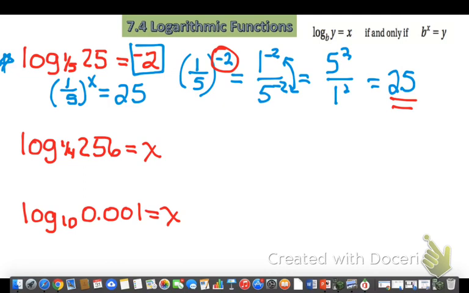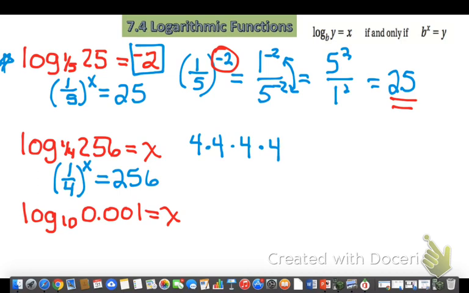So I'm going to ask you to pause the video and try the next two. So you might try 4 times 4, and you get 16, then you include another 4, and then another 4, and finally you find out that 4 times 4 times 4 times 4 equals 256. But remember, we have a fraction, so it can't be to the 4th power. It's going to have to be to the -4th. So x is going to be equal to -4.